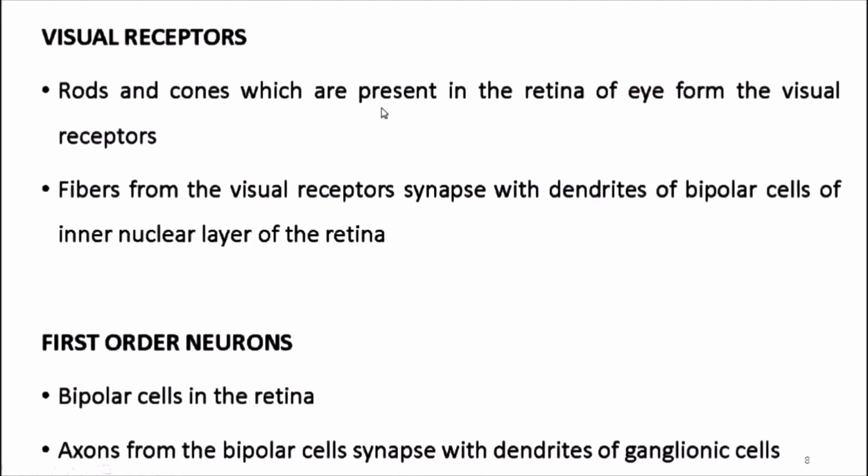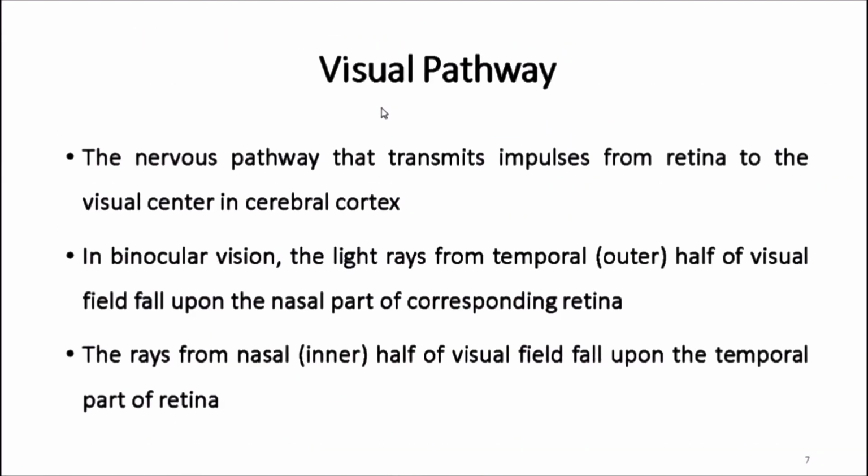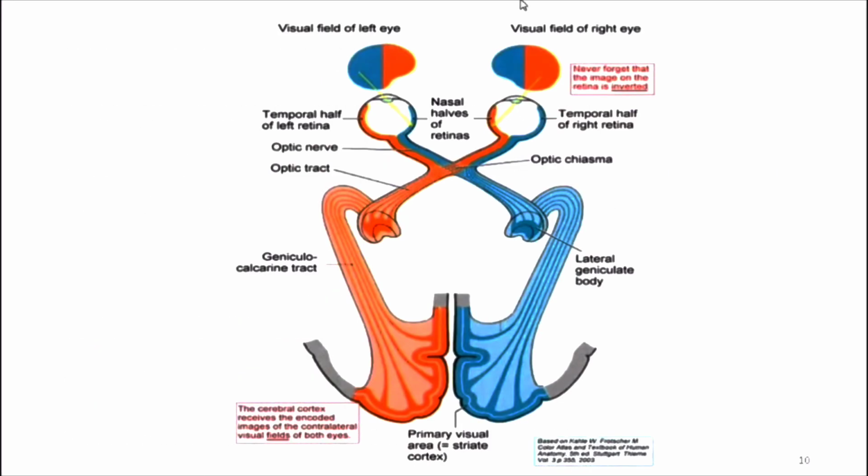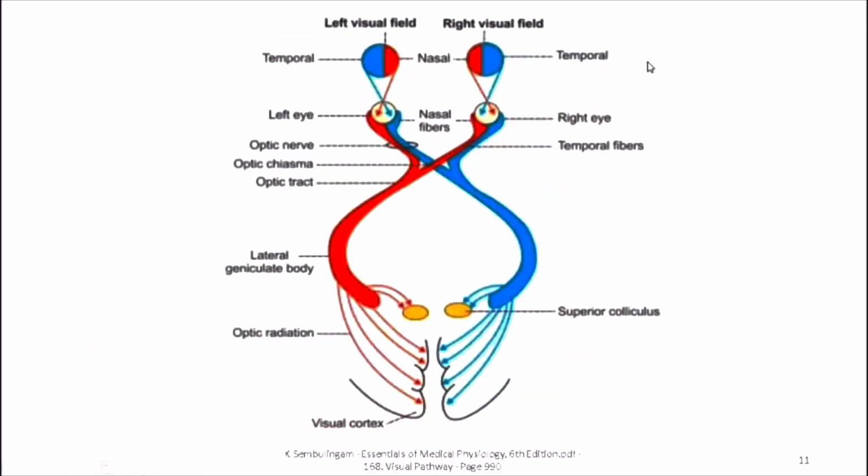I'll come back again. So the visual pathway is nothing but transmitting the impulses from the retina to the visual center in the cerebral cortex. In binocular vision, normal, like what we are seeing with both eyes, the light rays from the temporal half of the visual field fall upon the nasal part of the corresponding retina. So the first, you have seen these two here. See, one first visual field is there. Then again see here it is falling. The temporal part of the left visual field is falling on the nasal part of the retina, whereas the nasal part is falling on the temporal side.